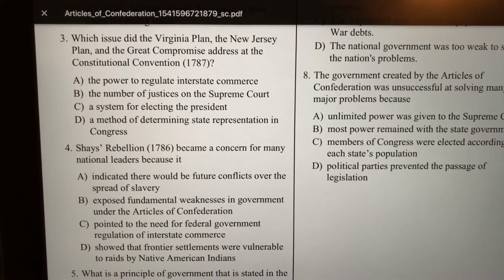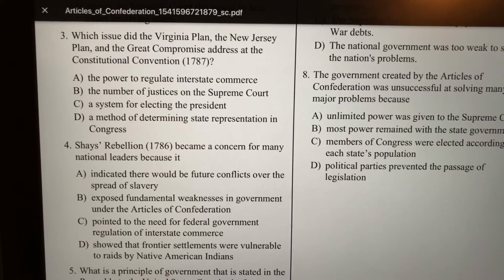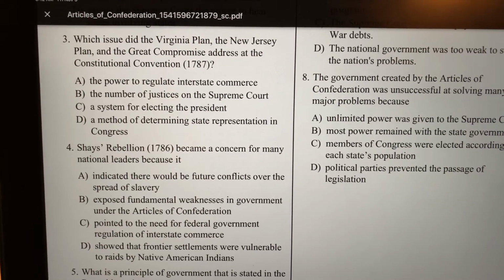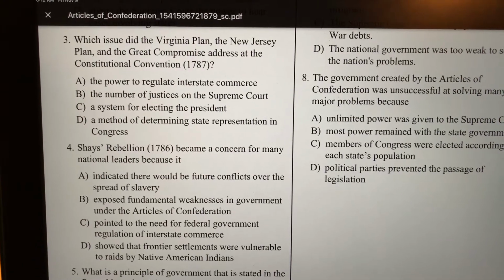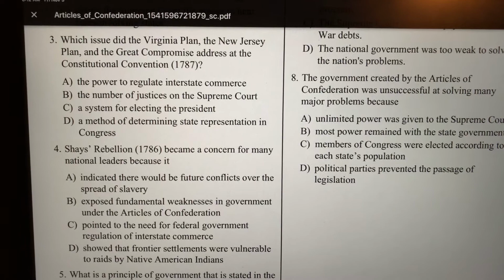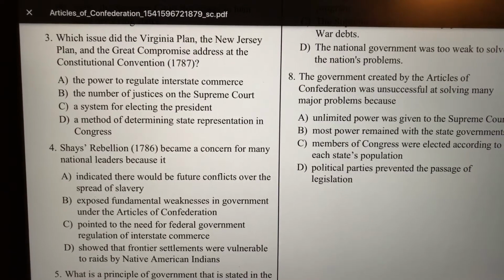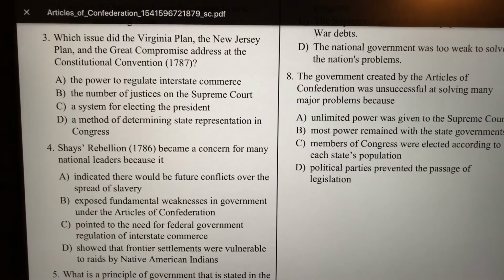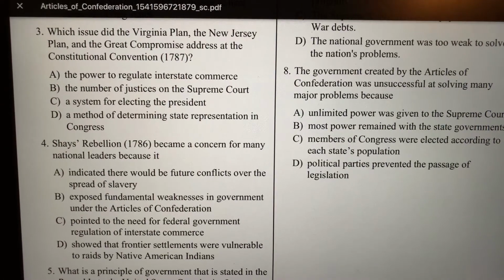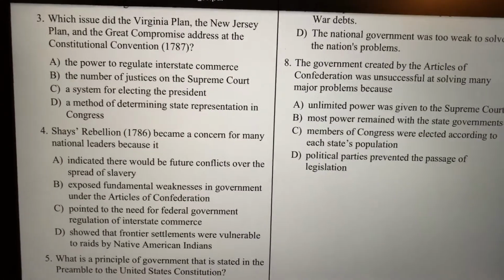Number 3. Which issue did the Virginia Plan, the New Jersey Plan, and the Great Compromise address at the Constitutional Convention of 1787? A. The power to regulate interstate commerce. B. The number of justices on the Supreme Court. C. A system for electing the president. Or D. A method of determining state representation in Congress.